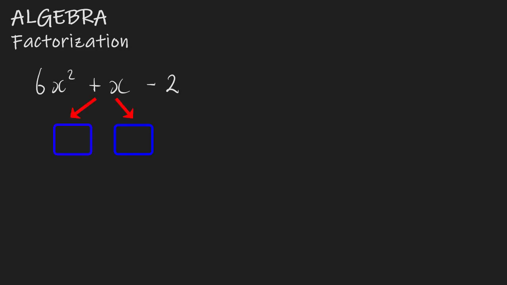This is done by splitting the x term into 2 terms. When summed together, these 2 terms give us back our x term. Let us go through the process of finding these 2 terms.